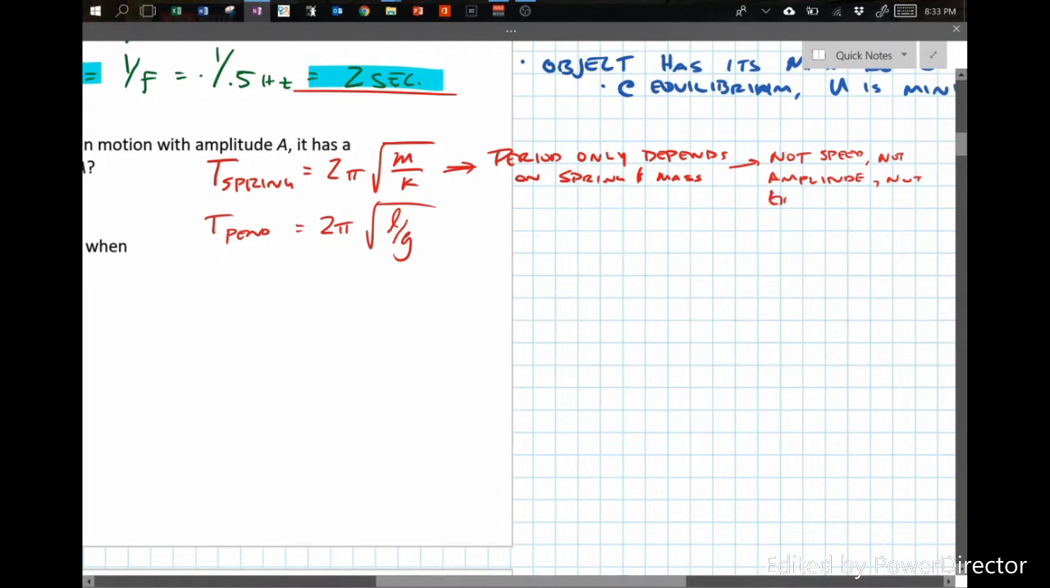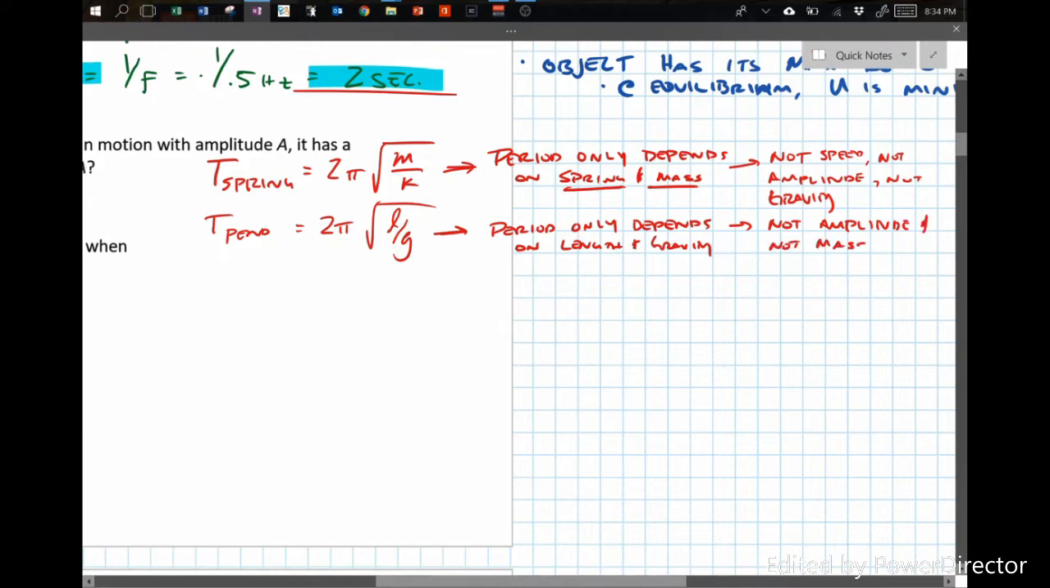Not the weight, so not gravity. Only on the spring constant and the mass. Those are the only 2 things that matter. For a pendulum, period only depends on the length of the pendulum and gravity. So here, that means not amplitude, and not the mass. They're 2 completely different situations.